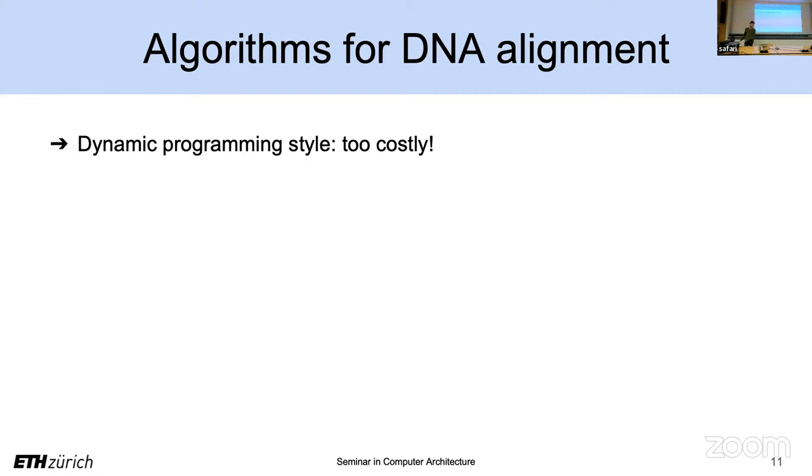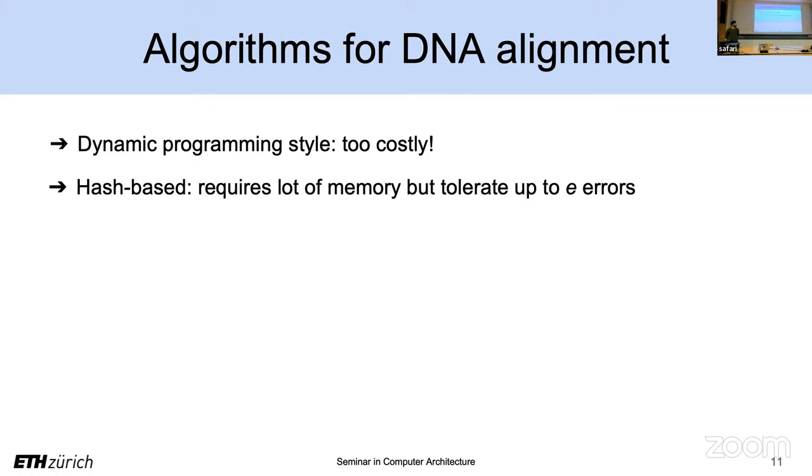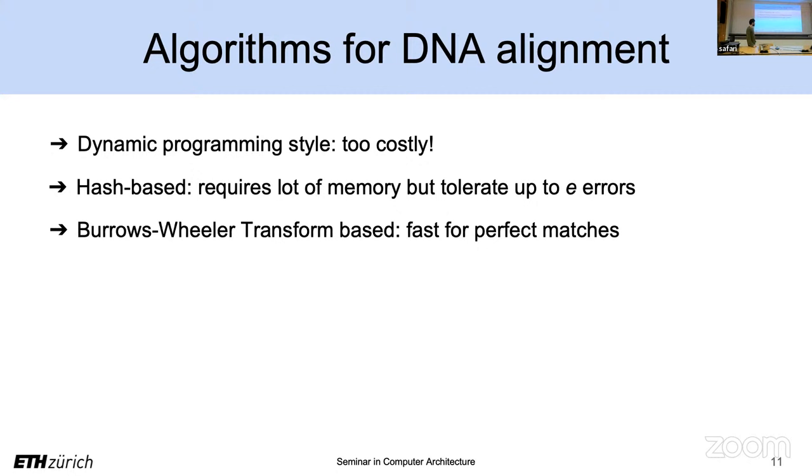Then you have hash-based approaches. They require a lot of memory, but can tolerate up to E errors, which is good because of genomic mutations, basically. And then this is the one that interests us most, the Burrows-Wheeler transform. They are very fast for perfect matches, and can also be extended to mismatches.